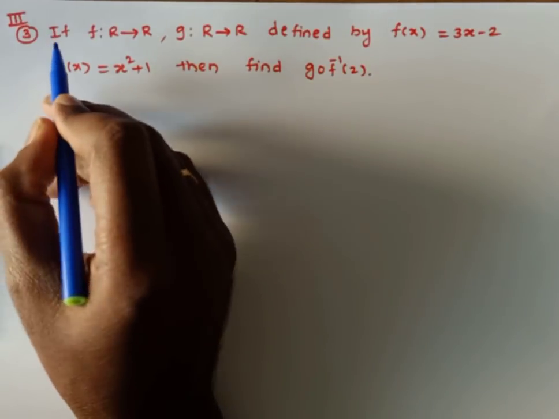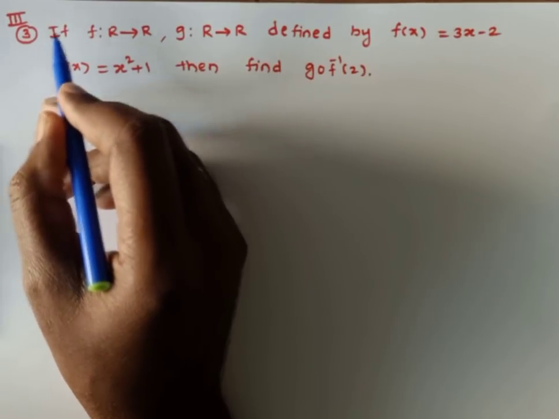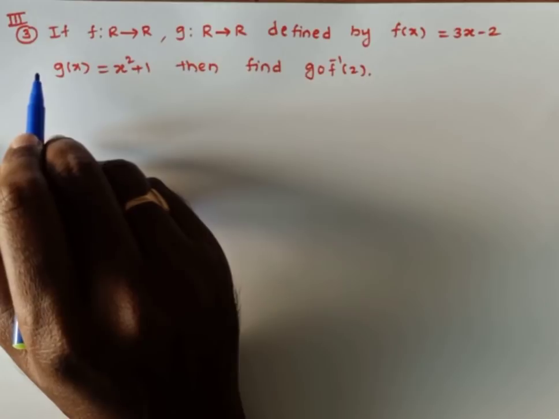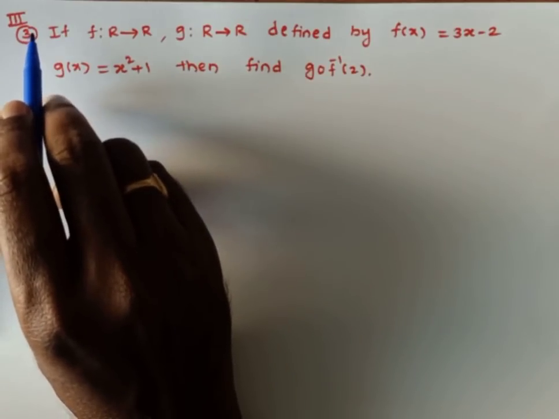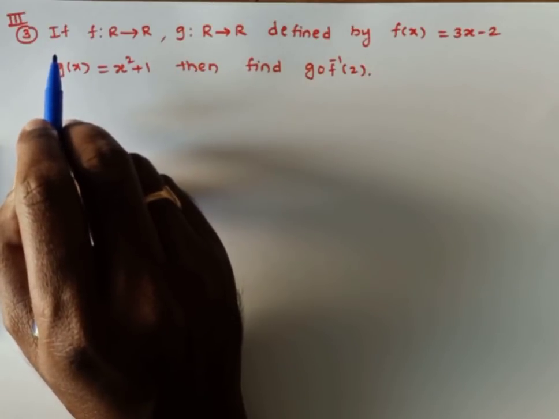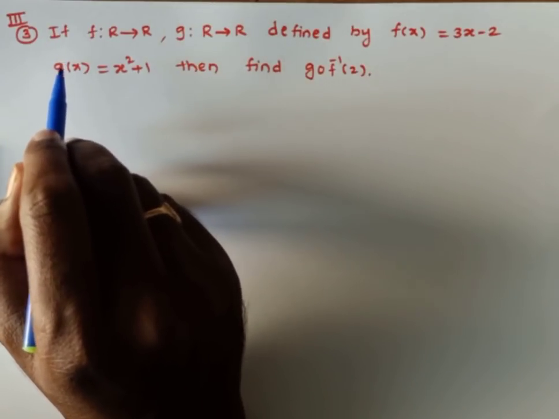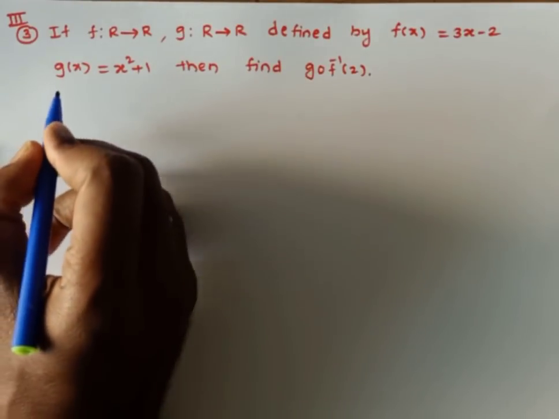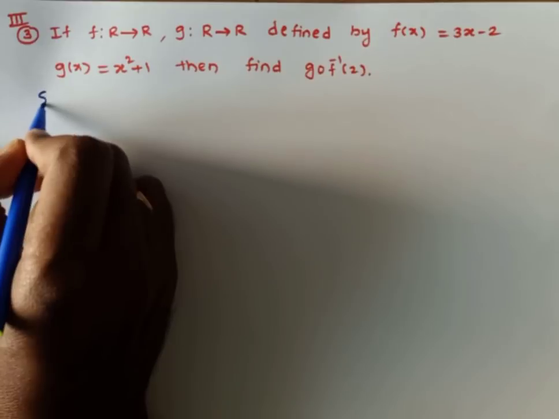So this is the third problem. Here I am solving only the complicated problems for you. So I left out 1 and 2. Those two problems you can solve, so don't forget to solve problems 1 and 2. Here I am solving the third problem from section 3, or Roman 3.